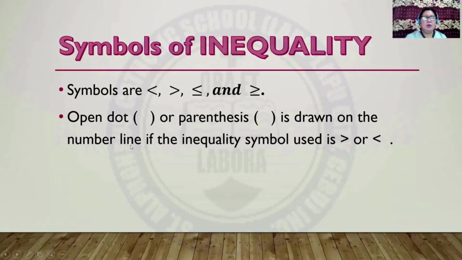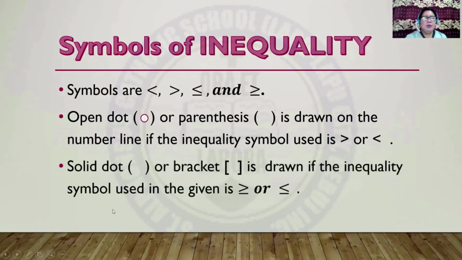We are also using an open dot, this one, or the parentheses. This is drawn on the number line if the inequality symbol used is greater than or less than. We are using a solid dot like this, or a bracket, if the inequality symbol used in the given is greater than or equal to, or less than or equal to.